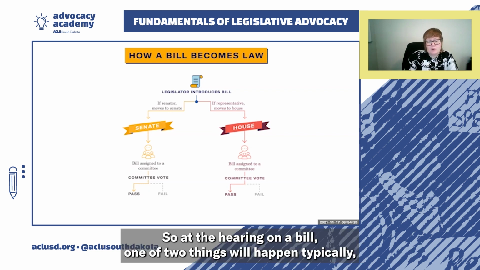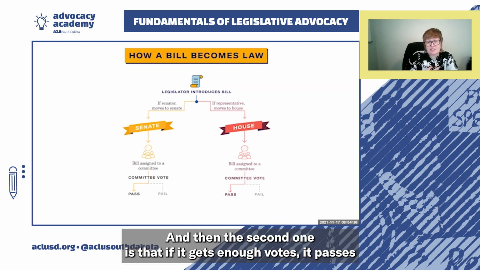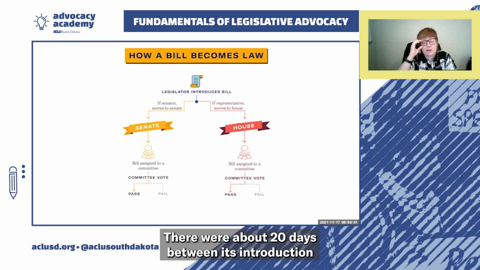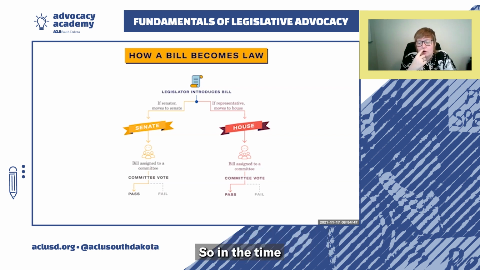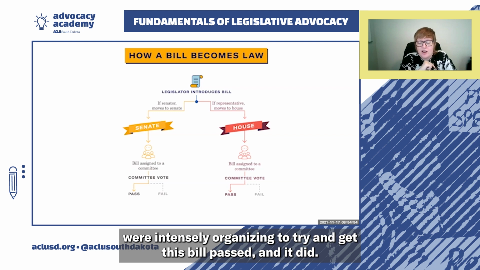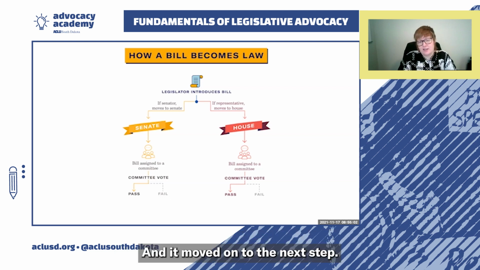So at the hearing on a bill, one of two things will happen typically. The bill will fail to get enough votes and it will die in the committee. The second one is that if it gets enough votes, it passes out of a committee. For HB 1199, there were about 20 days between its introduction and its first reading in House State Affairs. In that time, Indigenous activists, advocates, community leaders, and allies were intensely organizing to try and get this bill passed, and it did. HB 1199 passed its first vote in House State Affairs on a 9-4 vote, and it moved on to the next step.